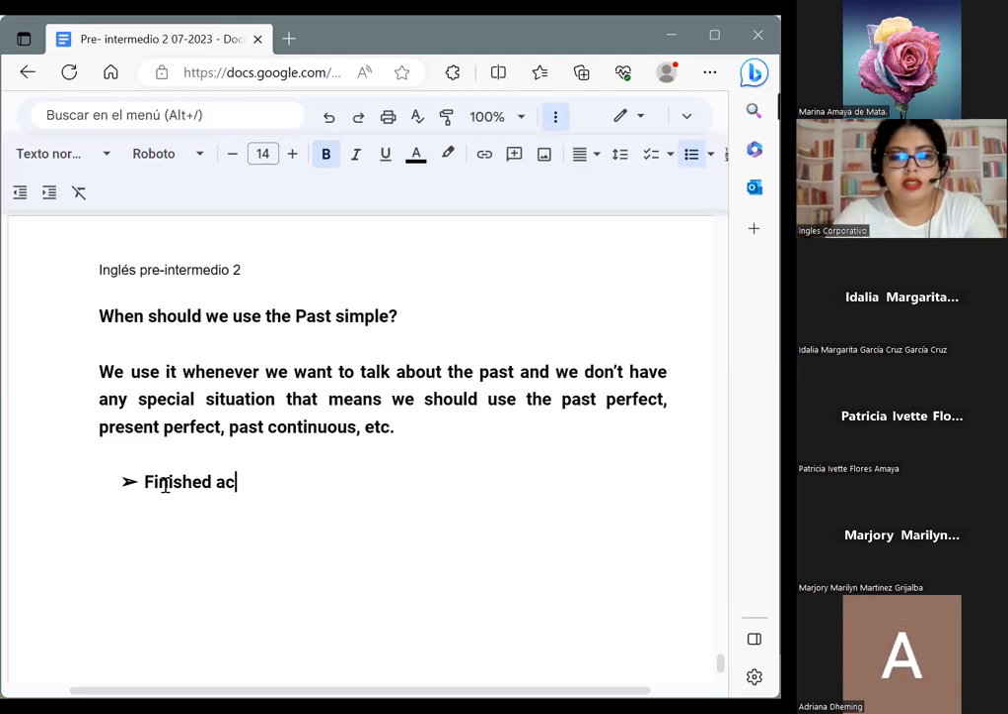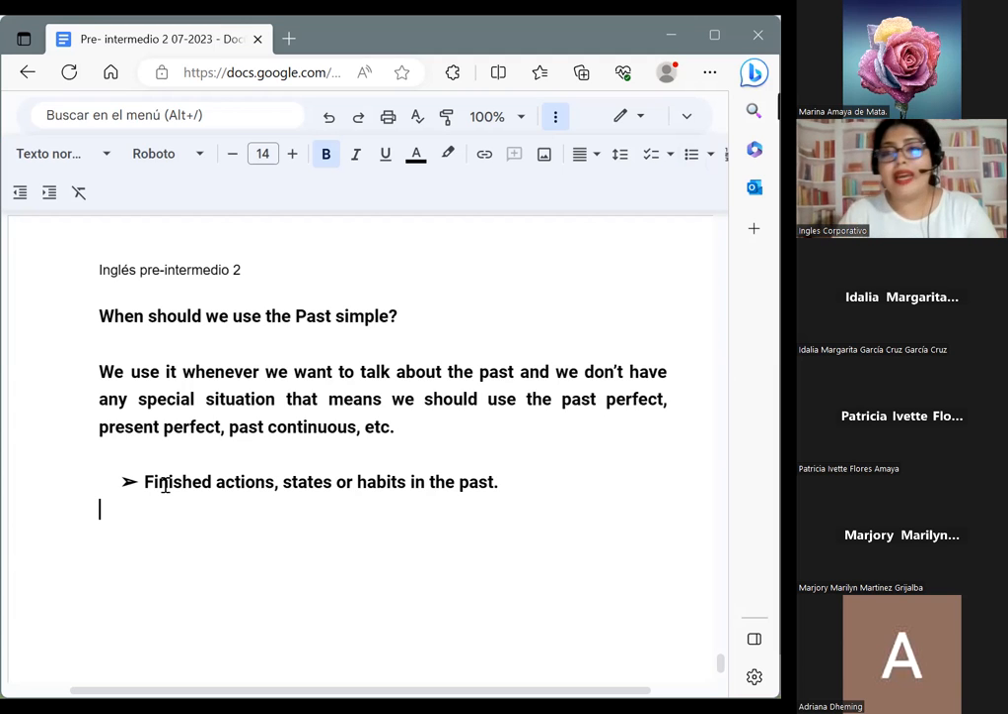Finished actions, states, or habits in the past. Okay, in this case, we're going to use it with finished actions, obviously with states or habits in the past when we have a finished time word.